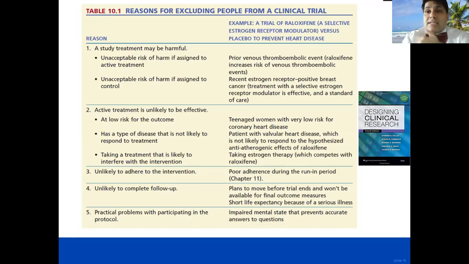Exceptions are if the trials are designed to help these patients, that's a different issue. But if you're looking for valvular heart disease, then mental status or dementia could be your exclusion criteria. So I hope it provides you some clarity that this is just an example. Think about your own study and then apply some of these reasons and see what exclusion criteria you want to build in for your randomized control trial.